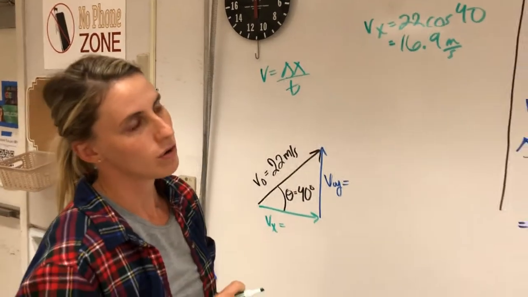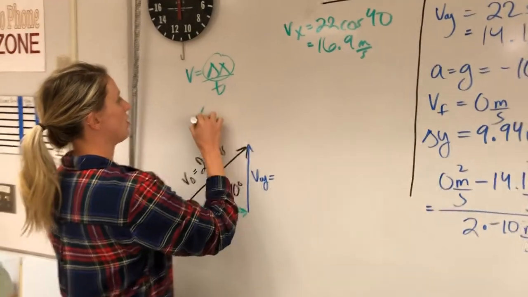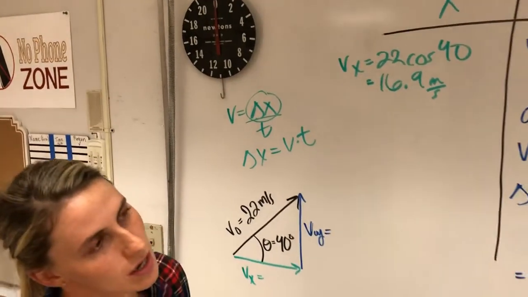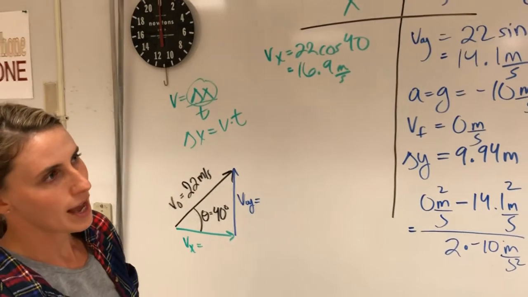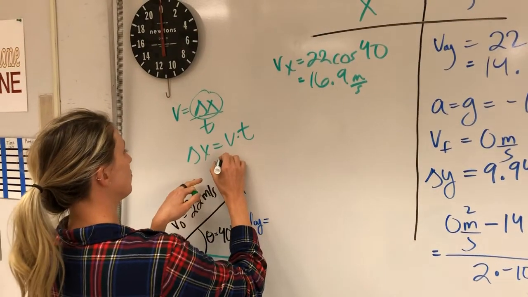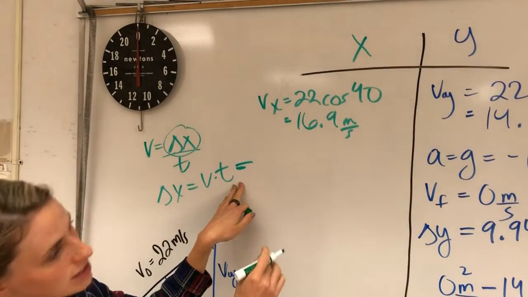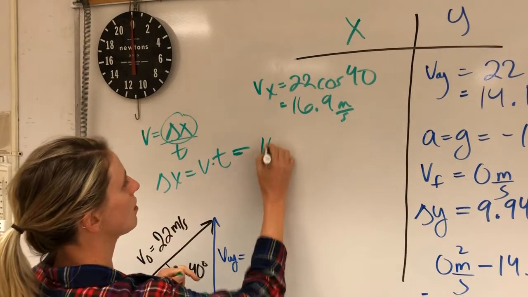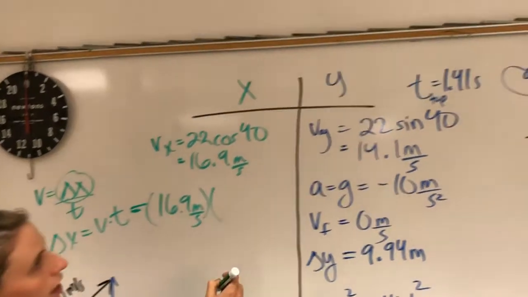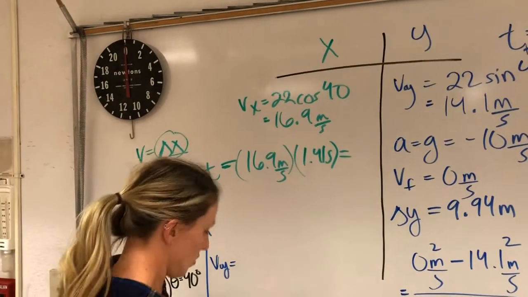Okay. So it says how far horizontally. So we're trying to figure this out. So I'm going to solve for that. That's easy. We do this in our sleep. Okay, so let's go ahead and plug in. Velocity was 16.9 meters per second, times our time to the top, which was 1.41 seconds. Okay, what's that going to give me?